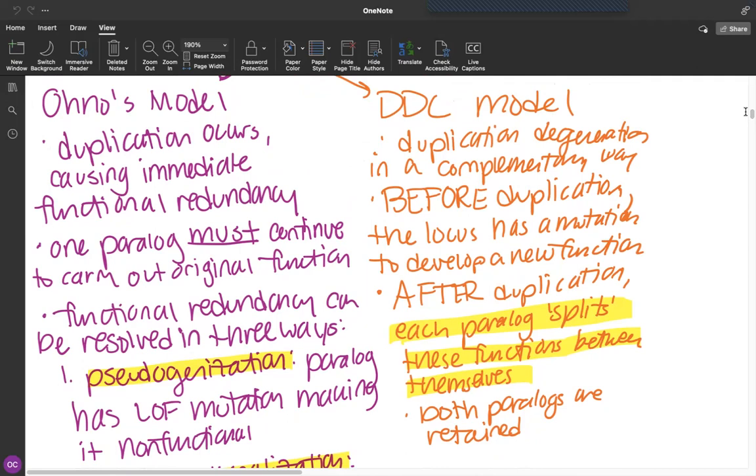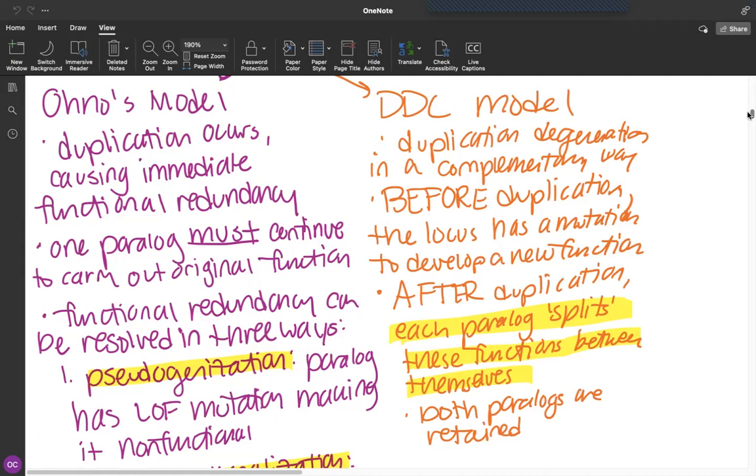And there are definitely some key concrete differences between these two models that hopefully can help you get them straight, because there's a lot of information here, but they're pretty different. So in the DDC model, before the duplication mutation occurred, the genomic locus that we're dealing with has had a mutation occur that develops a new function. So it has a gain of function mutation. Now it has more than one function. Then after duplication, the paralogs that are created by this duplication, they essentially divide the functions between themselves. So we need a gain of function mutation to occur before duplication in this model so that we have different functions that can be divided between the different paralogs. But it's important that both paralogs are retained.